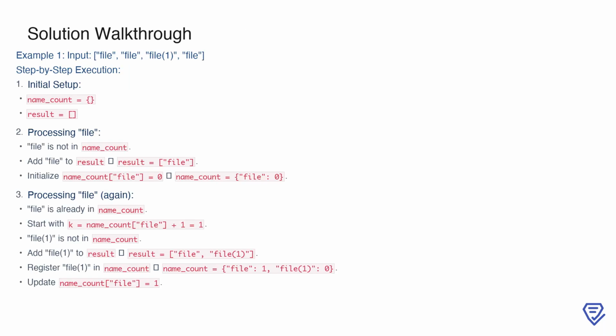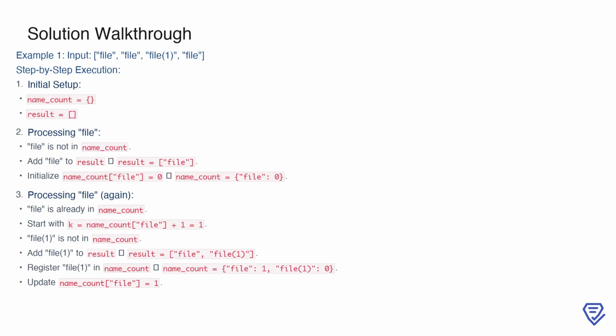In this example, we start with the input array containing 4 strings: file, file(1), and file. First, we initialize 2 structures, an empty dictionary called name_count to track the usage of each name and an empty list called result to store the final output. Now, we process the first string, file. Since file is not in name_count, we add it directly to result, making result equal to [file]. We then initialize name_count[file] to 0, indicating that the base name file has been used.